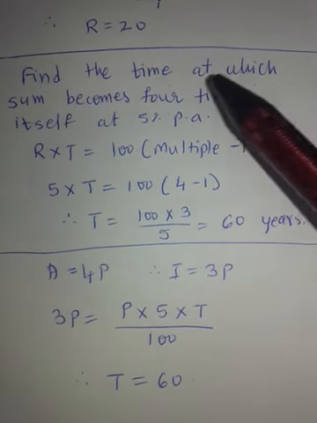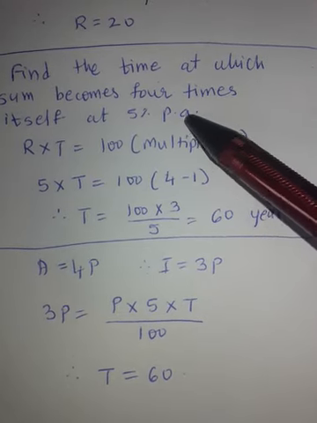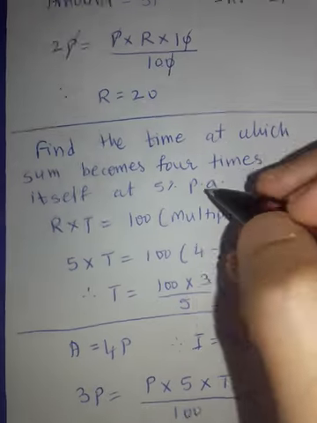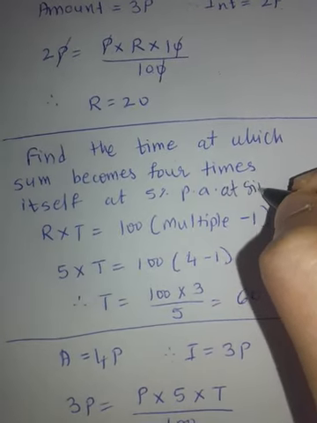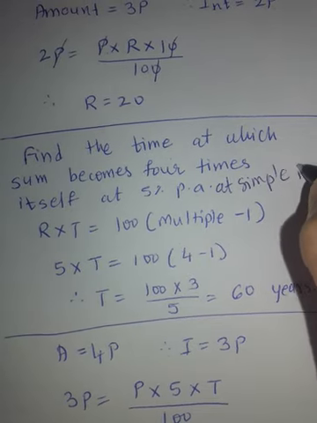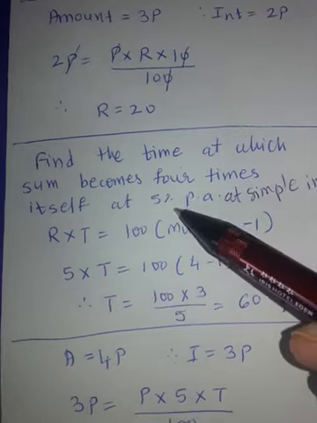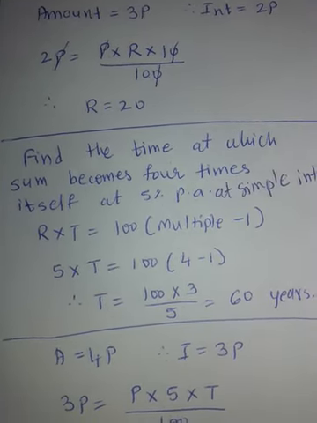Find the time at which a sum becomes 4 times itself at 5% per annum. This is also simple interest. At simple interest. So what is given to us? R is given to us. And the sum becomes 4 times, that is given to us.